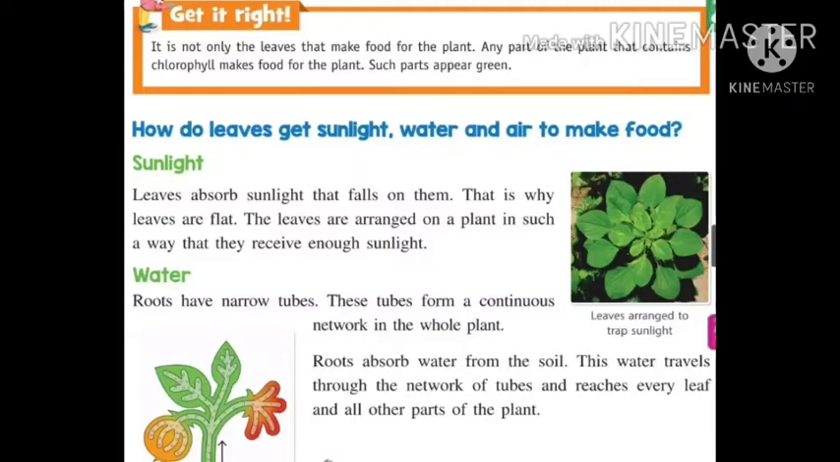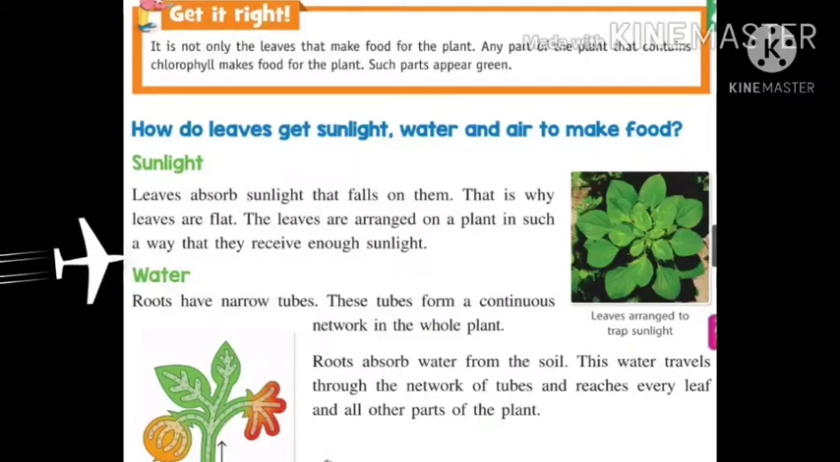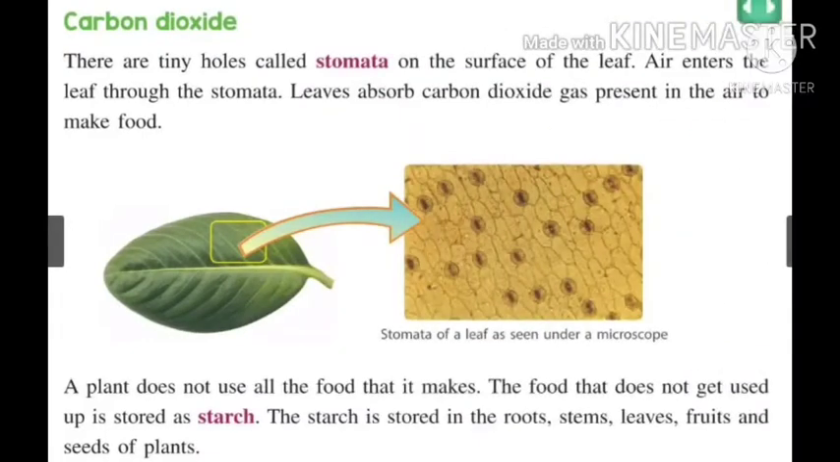So how does the water travel to the leaves? Plants have a network of narrow tubes in their body. The water absorbed by the roots travels through the narrow tubes and reaches every part of the plant, including the leaves. Now, how do the plants get carbon dioxide?